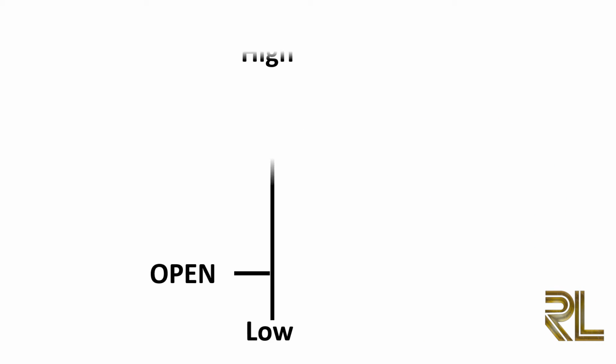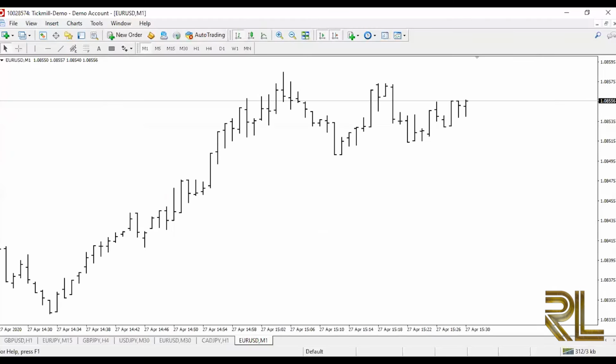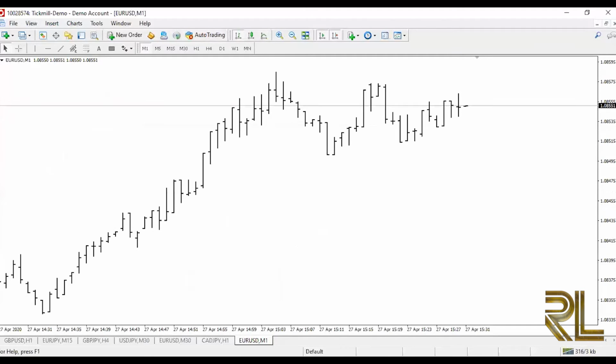A bar chart is a little more complex. It shows the opening and closing prices, as well as the highs and lows. The bottom of the vertical bar indicates the lowest traded price for that time period, while the top of the bar indicates the highest price paid. Each horizontal line represents one time period. The period is selected by you to represent 1 minute, 5 minutes, 15 minutes, 30 minutes, 1 hour, 4 hours, a day, a week or a month.